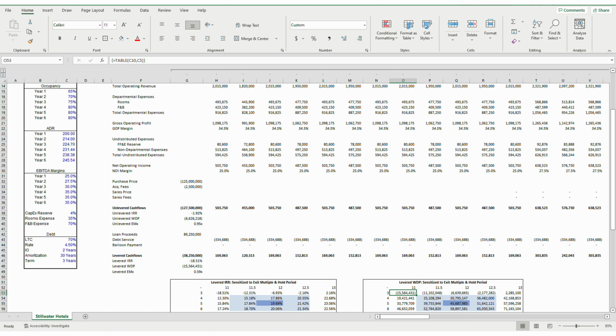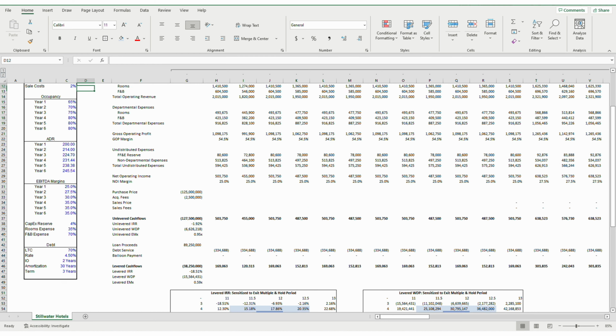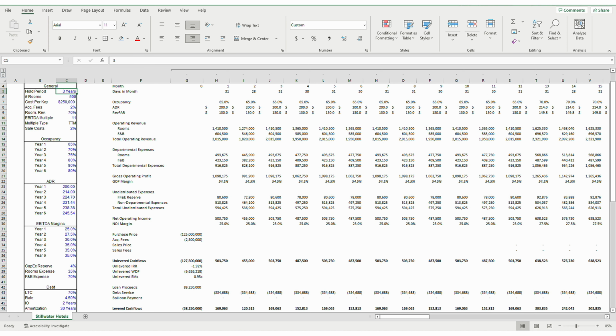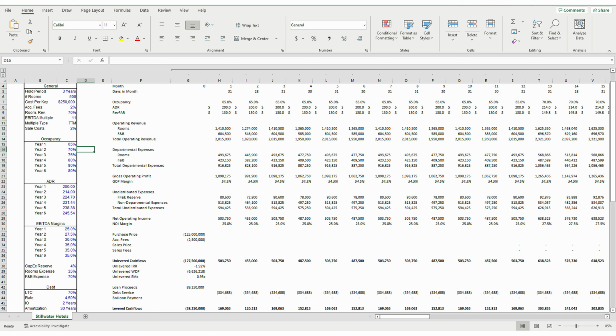And this all works because our model is dynamic, right? Our debt term is based off of our hold period, and everything works together smoothly for Excel to make those calculations. Before I continue, I want to fix our balloon payment formula.